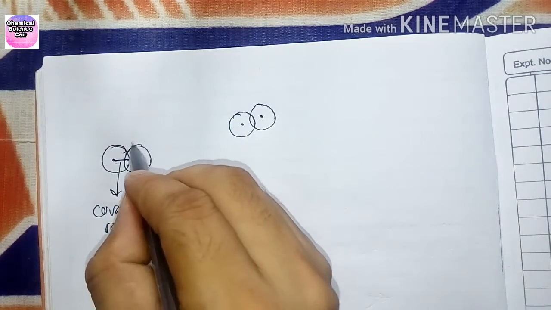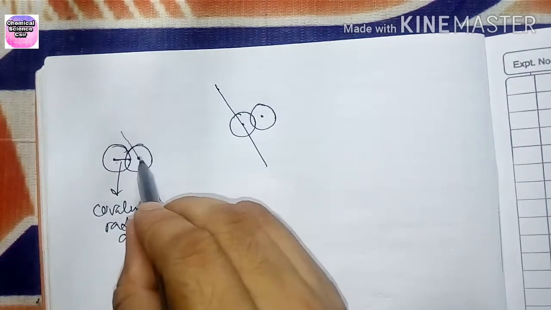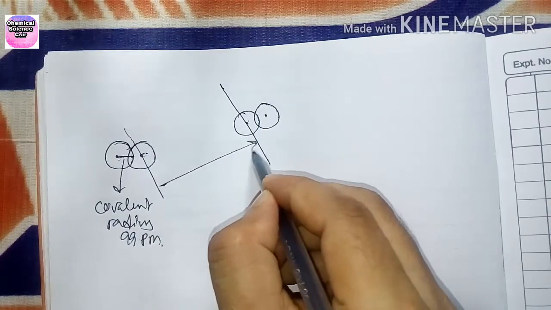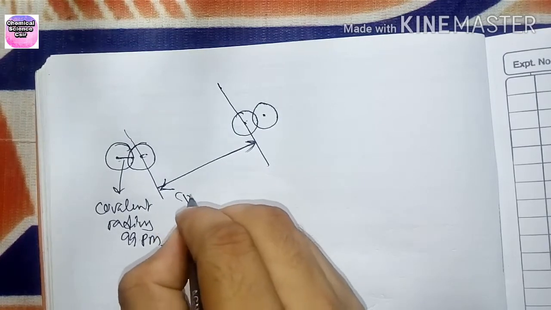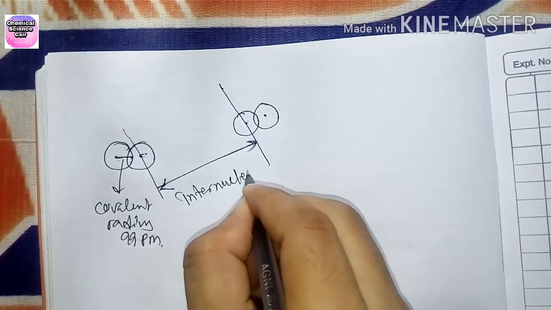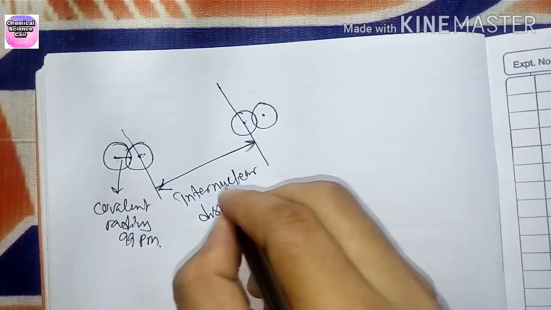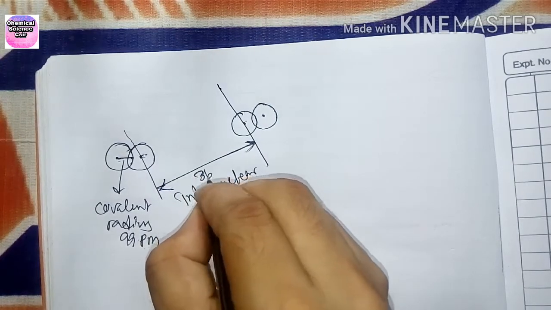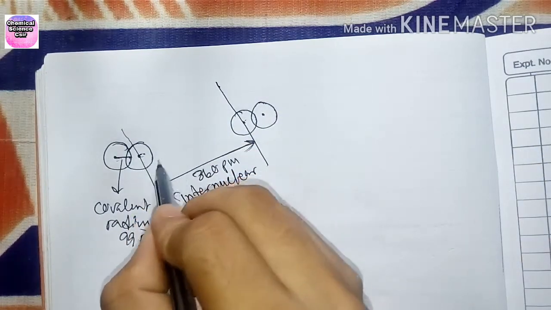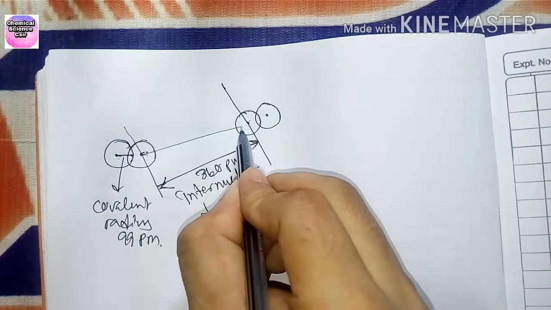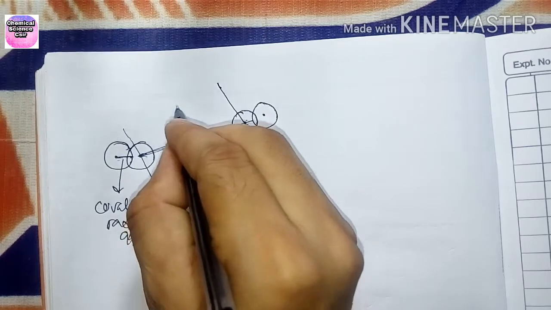Now here you can draw one line, and here also one line. This is the internuclear distance, from here to here. This distance is 360 pm. And you can draw a line here, and this one is half.